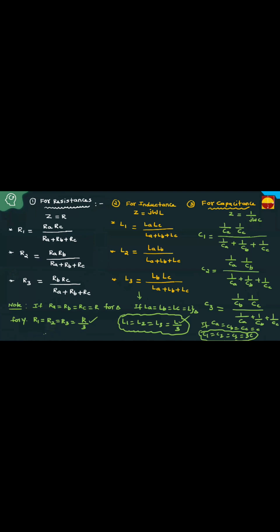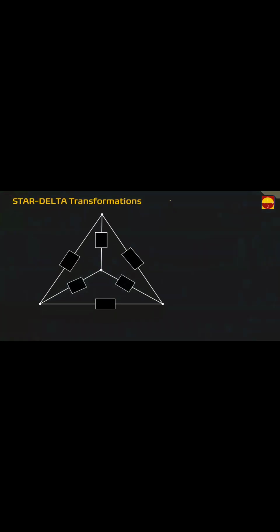This is a note point I am giving, students. You have to write this here. Therefore, in delta to star conversion, R and L are reduced by 3 times, but C is increased by 3 times. It is better I write it in the next slide. Next slide, that is better.